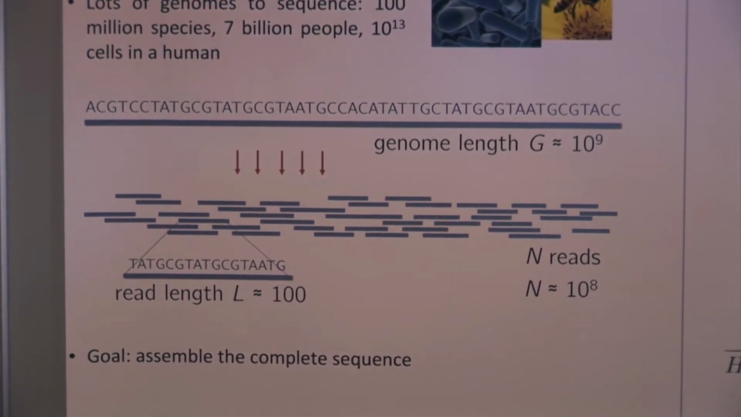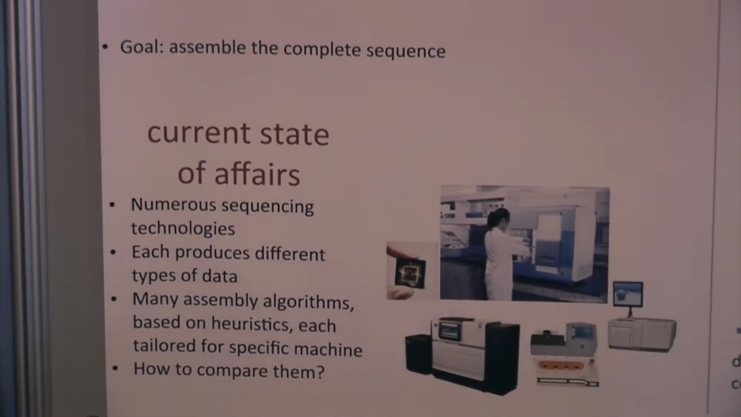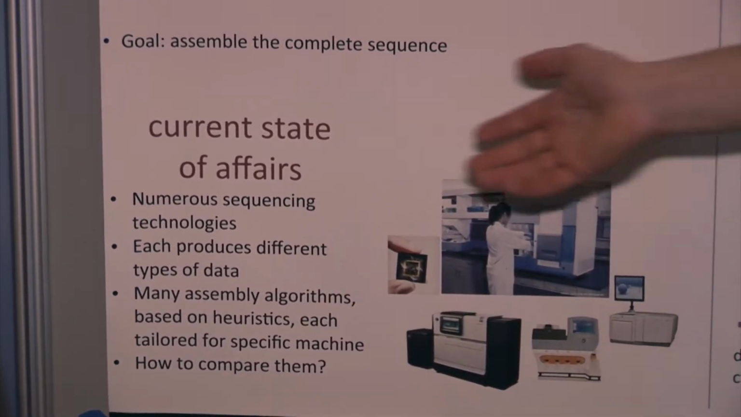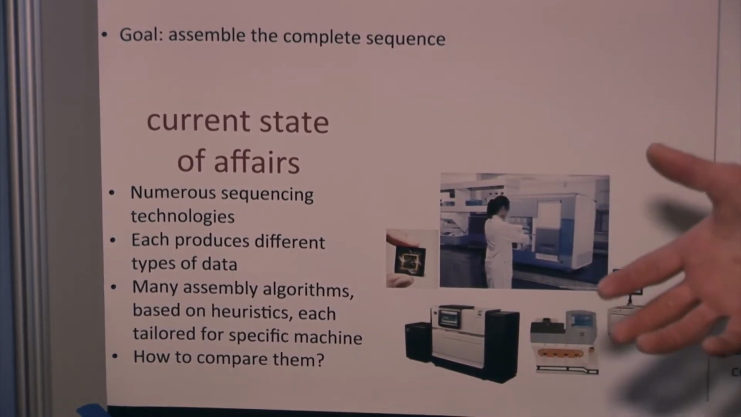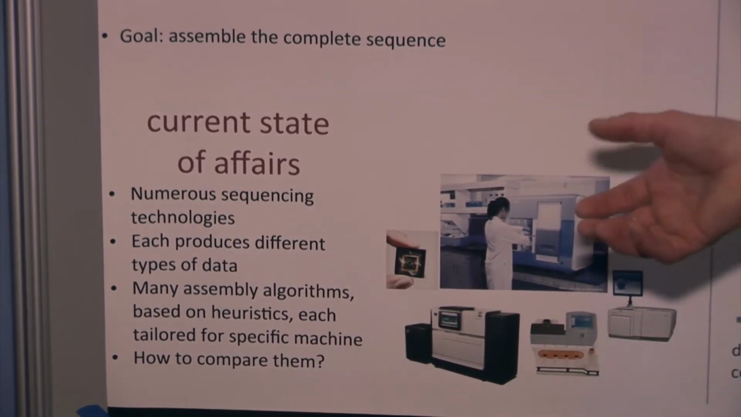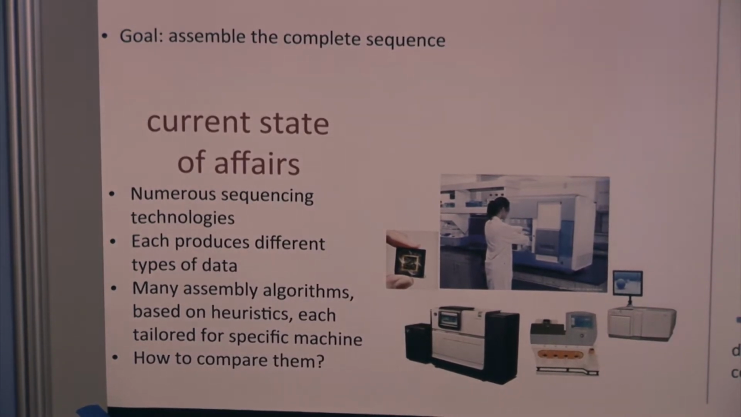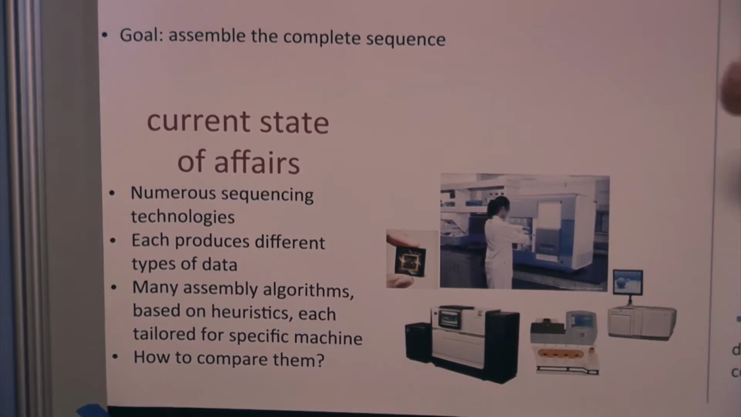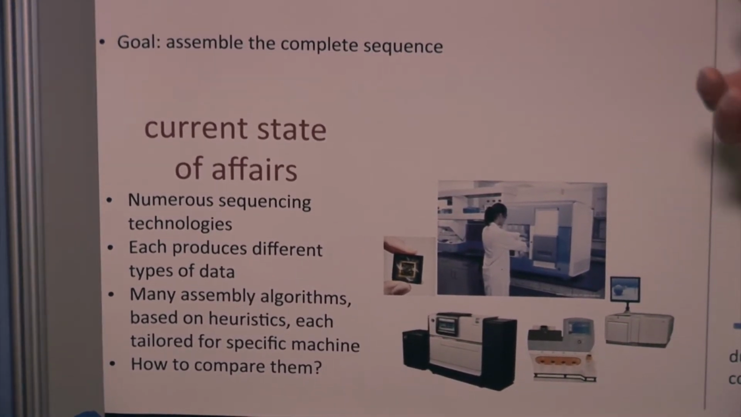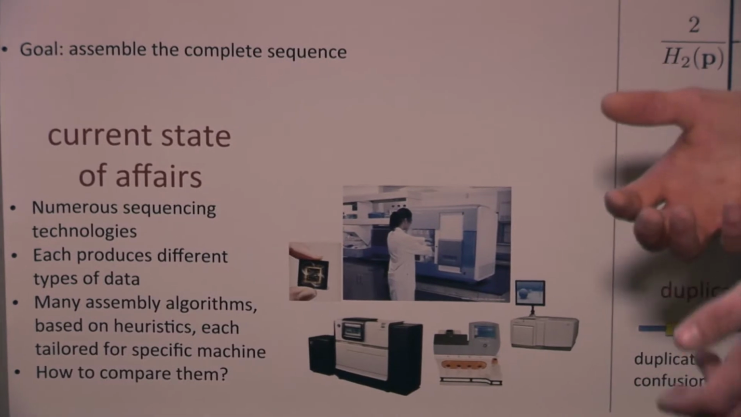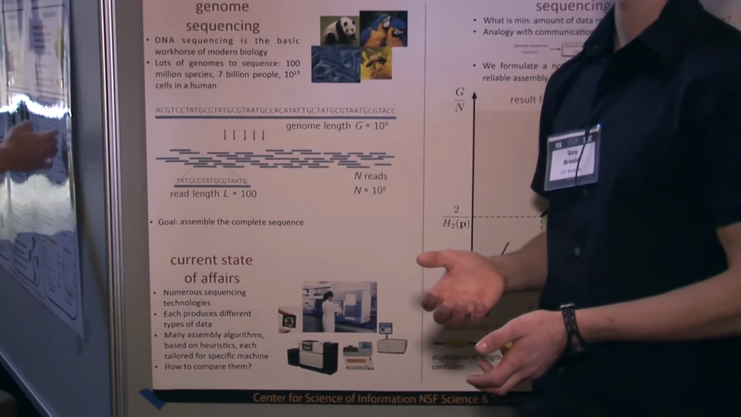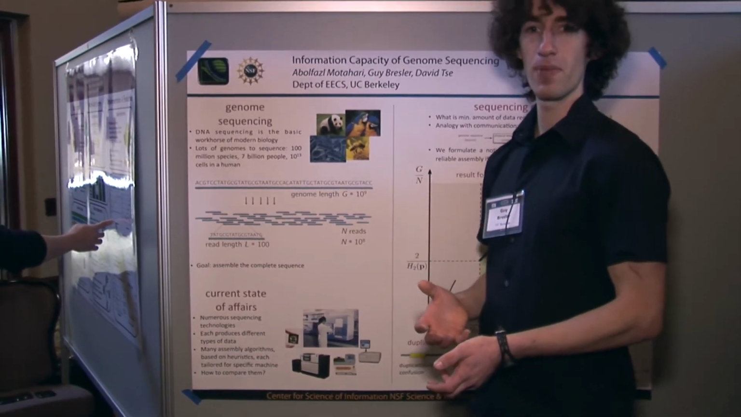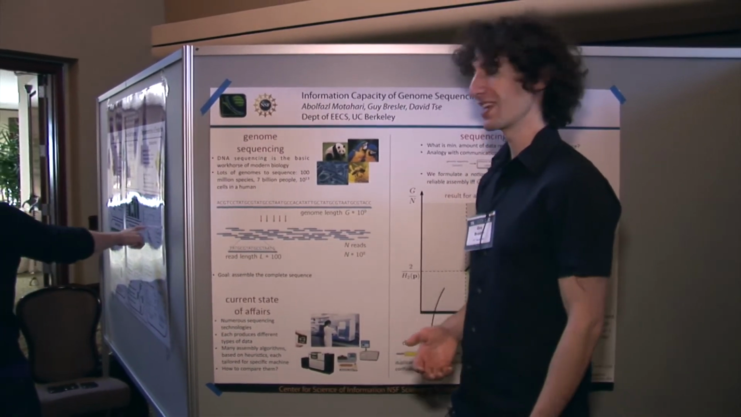All right, so what's the current state of affairs? Why is there any need to do anything new? Well, first of all, there are a lot of different machines. There are 5 or 10 different manufacturers that make these sequencing machines. Each one has different parameters, and then there are different algorithms used for each machine that mainly use heuristics and so on. So you would think, well, why isn't there one best algorithm? Why are there 10 or 20 or 30 different algorithms? There should just be one best one, and why isn't there one best machine? There should just be one optimal.